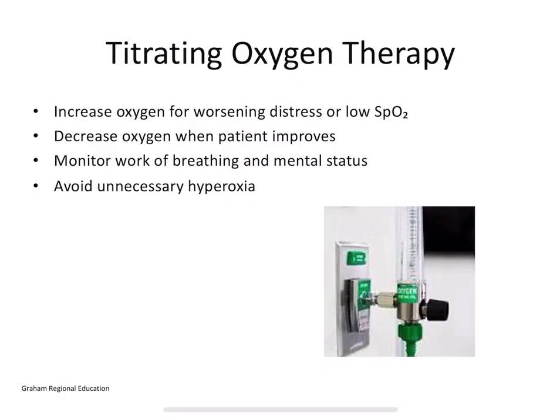Oxygen should be titrated based on the patient's physical assessment, work of breathing, oxygen saturation, mental status, perfusion, and disease process. Increase the oxygen when the distress worsens or when oxygen saturation falls below the target. Then decrease the oxygen as a patient improves. Avoid unnecessary hyperoxia.